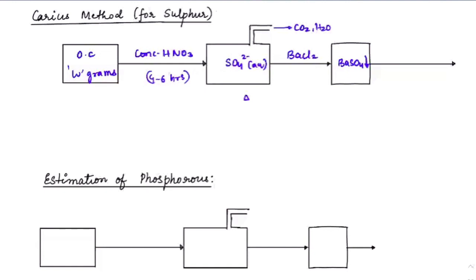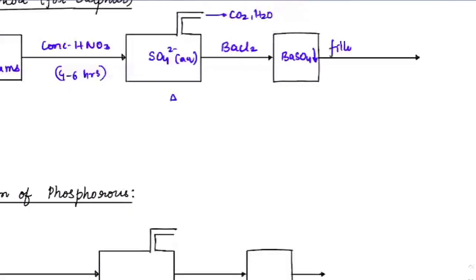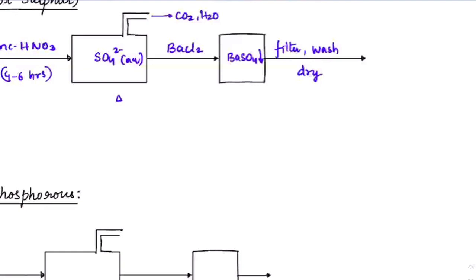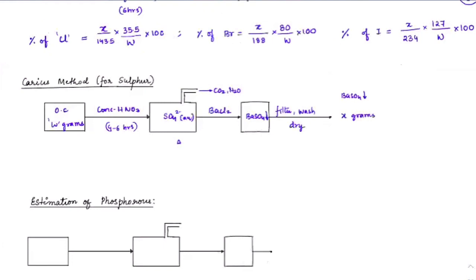And this, I will filter, then wash, then dry. After filtering, washing and drying, we will get X grams of barium sulfate precipitate. Dry barium sulfate we will get. Okay.